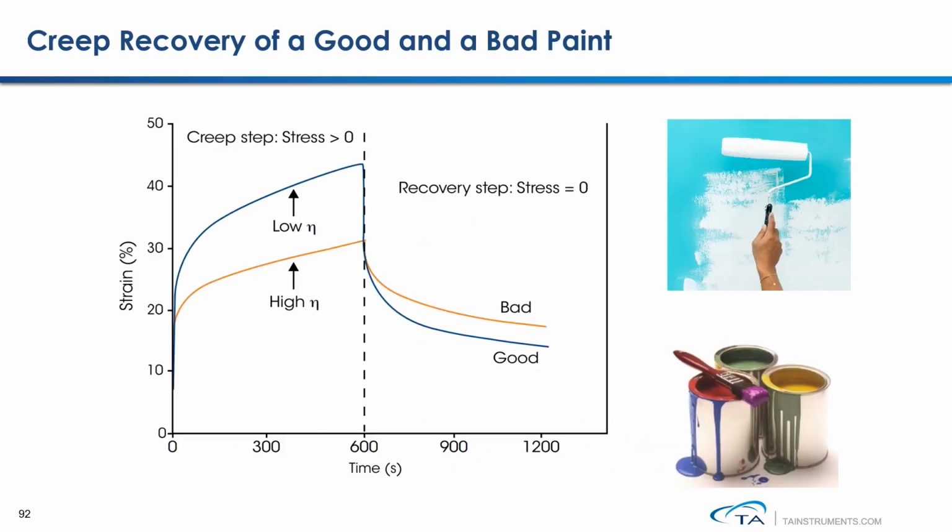Here is an example showing creep recovery measurement results of a good and bad paint sample. This measurement is also commonly used to evaluate the viscoelastic property of polymer melts.